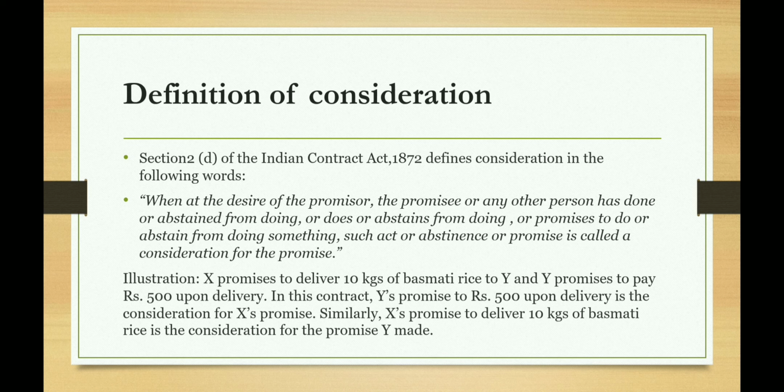For example, X promised to deliver 10 kgs of basmati rice to Y and Y promised to pay rupees 500 upon delivery. In this contract, Y's promise to pay rupees 500 upon delivery is the consideration for X's promise. Similarly, X's promise to deliver 10 kgs of basmati rice is the consideration for the promise Y made.